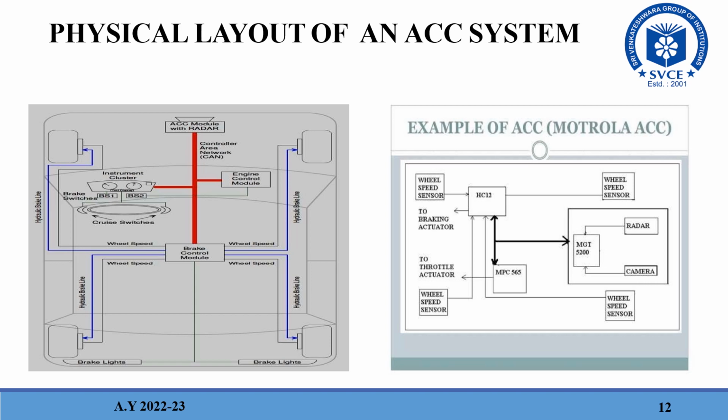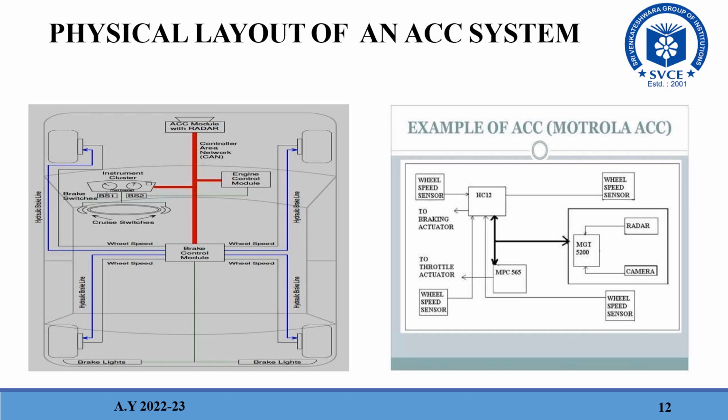Now let's talk about the physical layout of an ACC system. The first picture is the whole physical layout of an ACC system. In this, with the help of radar, lidar and fusion sensors, the vehicle holds the speed or applies brakes when needed. And now let's talk about the second picture, which is an example of an ACC system. It is called the Motorola ACC.